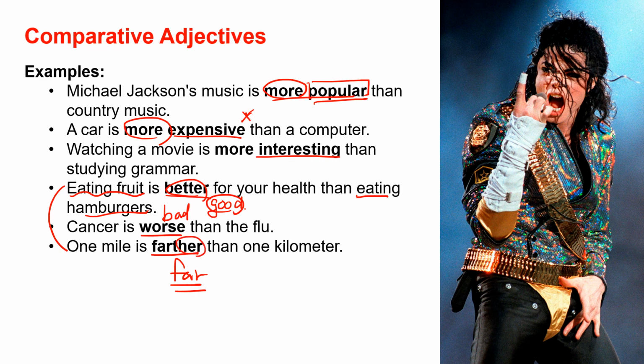Let's go back to the first sentence. Michael Jackson's music is more popular than country music. A car is more expensive than a computer. Watching a movie is more interesting than studying grammar. Eating fruit is better for your health than eating hamburgers. Cancer is worse than the flu. 1 mile is farther than 1 kilometer.